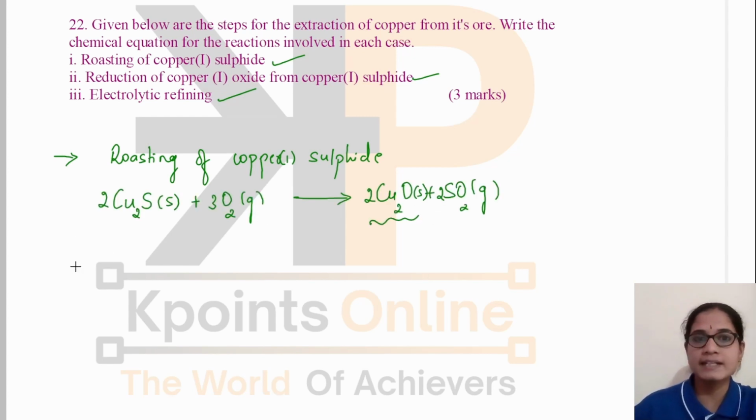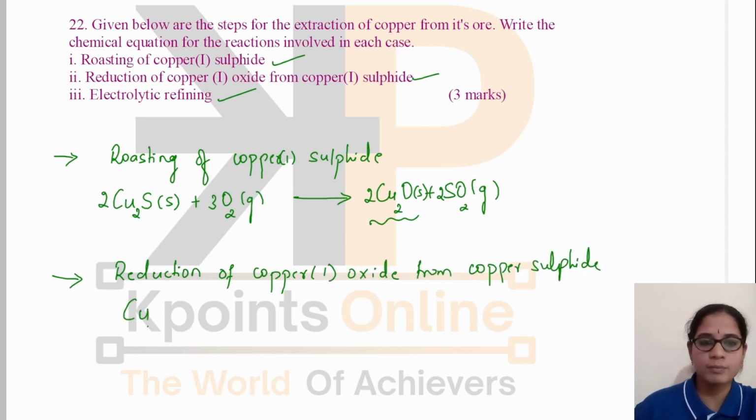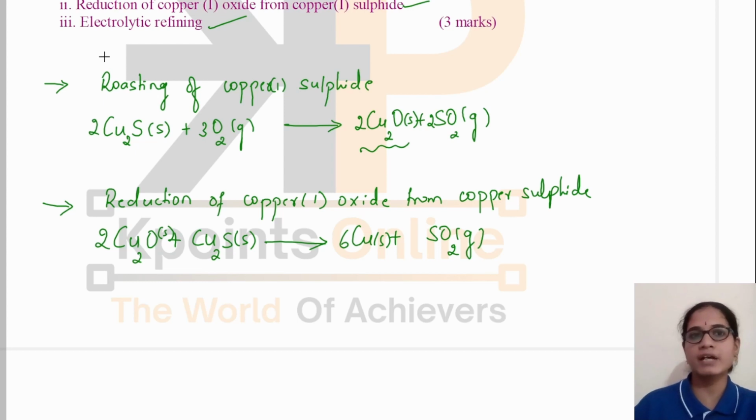In the next step, reduction of copper oxide will result in the formation of copper. We reduce copper oxide with the help of copper sulfide to form copper and sulfur dioxide. Now, in the third step, what we have to do is electrolytic refining, as the copper obtained from the extraction process is not 100% pure.